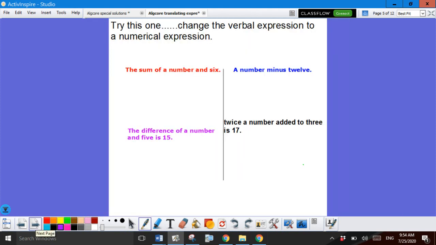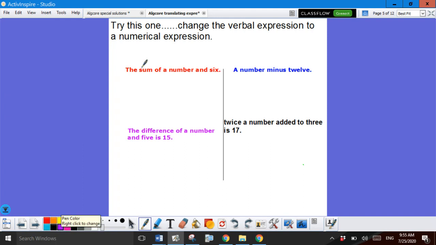So you might want to have those handy as we move on through these problems. So why don't you go ahead and hit pause, and let's see if you can come up with some expressions here that will equal these four statements. Okay, let's see how you did.